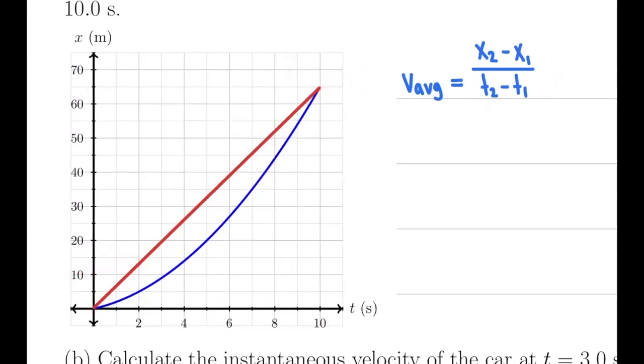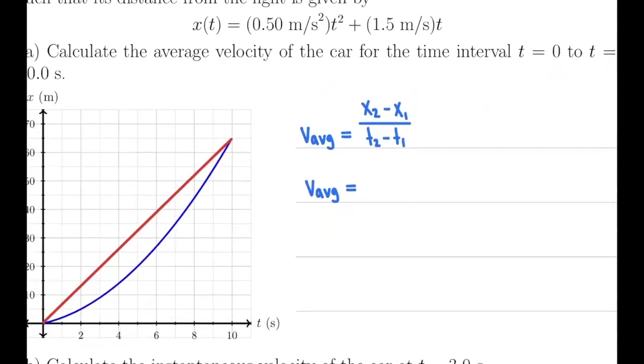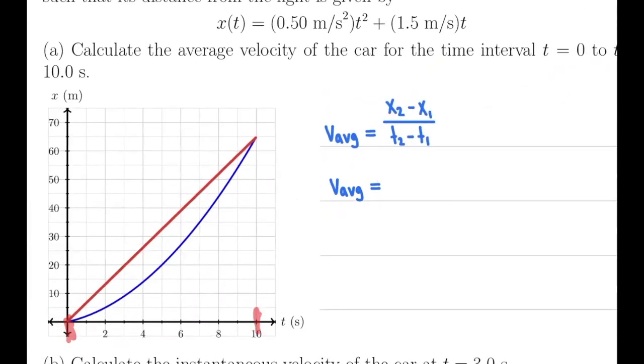All right, so graphically, that's what we're doing. We're finding the slope of this line going through these 2 points. That's why it's called the secant line. It's going through those 2 points. So the slope of this line is the average velocity, specifically from 0 to 10 seconds.